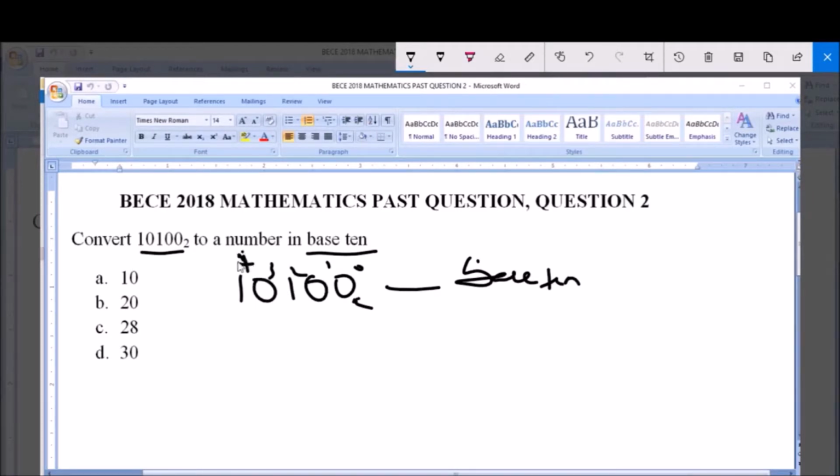Here is 4. So now we have 1 raised to the power of 4, 0 raised to the power of 3, 1 raised to the power of 2, 0 raised to the power of 1, and 0 raised to the power of 0 in base 2. Now to convert to base 10, we multiply each of these numbers by their base raised to the powers each of them are carrying.